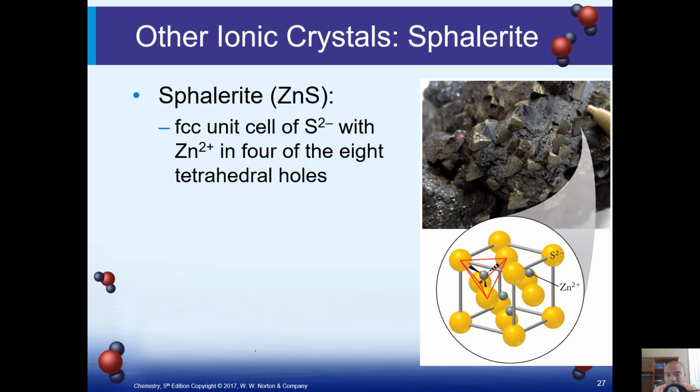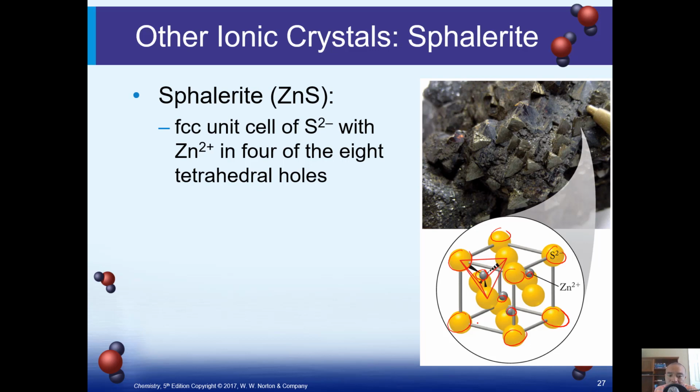Another example of an ionic crystalline solid is sphalerite, or zinc sulfide. It exhibits a face-centered structure for the sulfur atoms as represented in yellow here. You have 8 corners, and you also have 6 face sulfide ions. And when you look at the zinc ions, they are in 4 of the 8 tetrahedral holes, as you see over here.